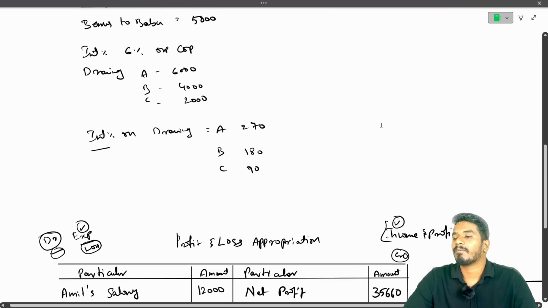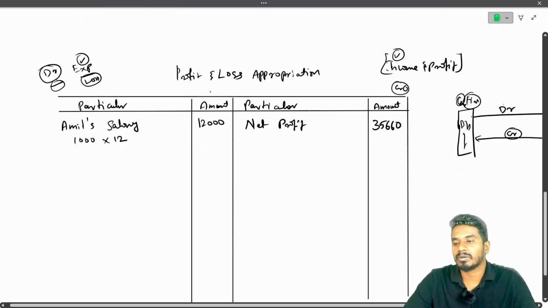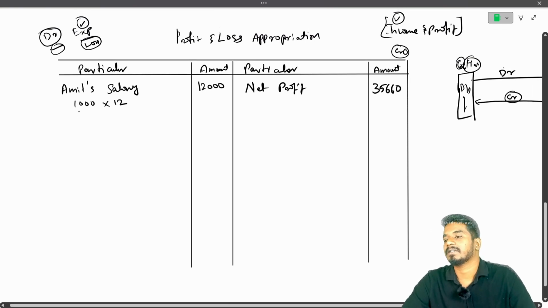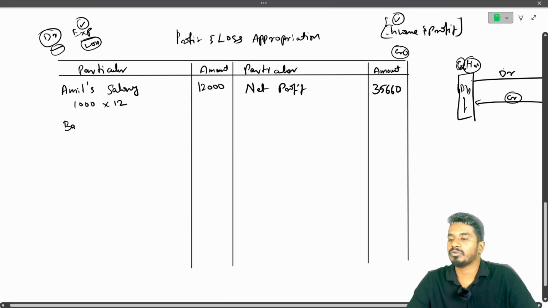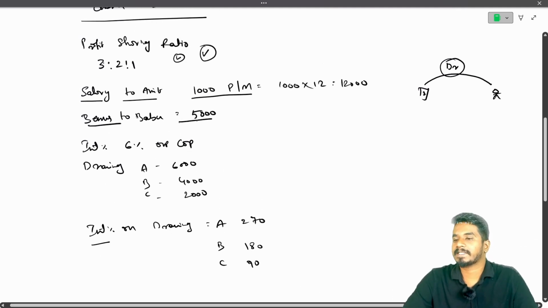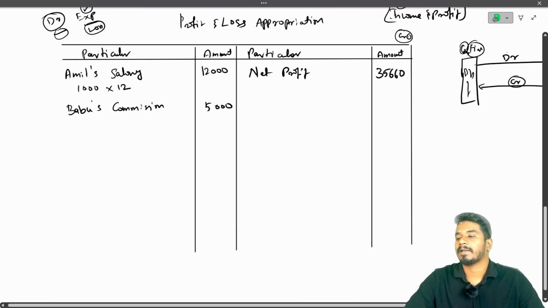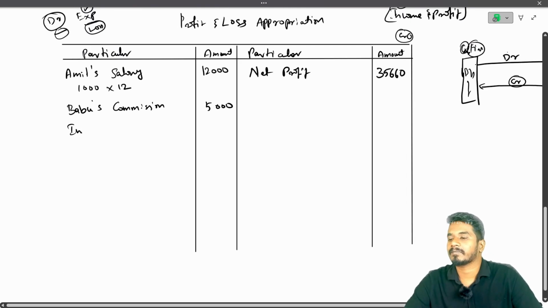Next, we have Babu's commission. Babu also needs a commission of 5,000 rupees. So per annum it is, not a month. Babu's commission, which is 5,000 rupees. And the next item which they have given is 6% on capital. Right. So let me write it.